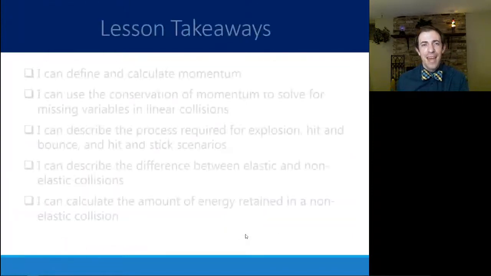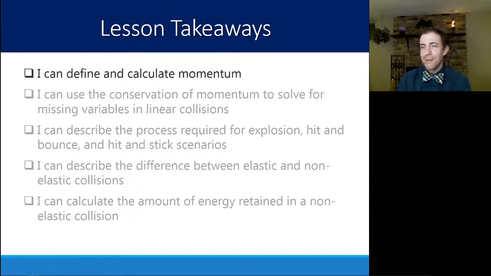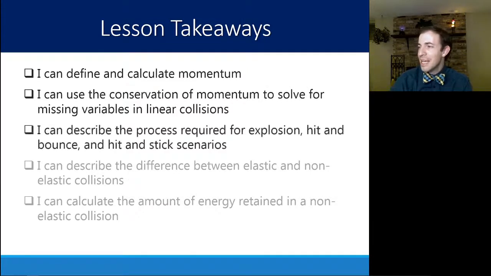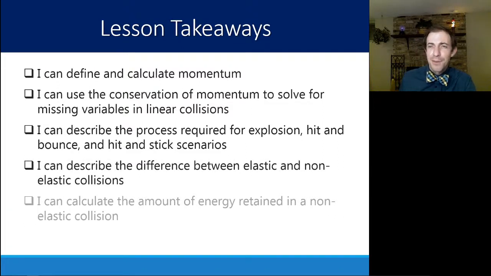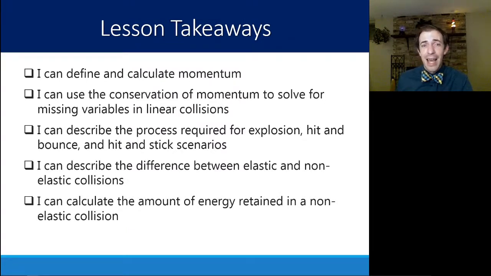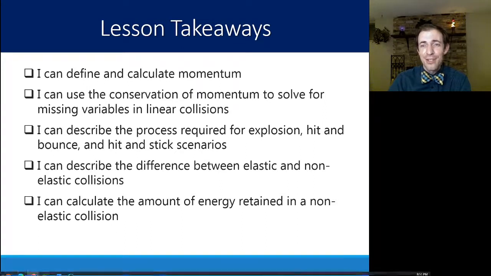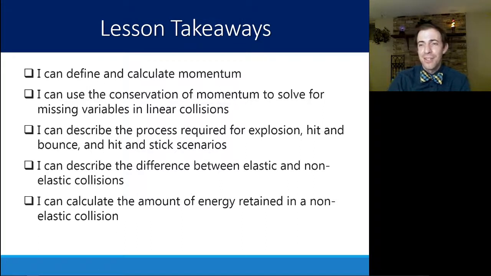All right, with all of that, the main takeaways here: you should be able to define and calculate momentum, p is equal to mv. You should be able to use conservation of momentum to solve for the missing variables in some linear collision, specifically for the process of an explosion, hit and bounce, or hit and stick scenario. And then you should be able to describe this difference between elastic and inelastic, and then tell me, if it is inelastic, how much energy was retained and how much energy was lost due to friction, so heat energy or sound energy.